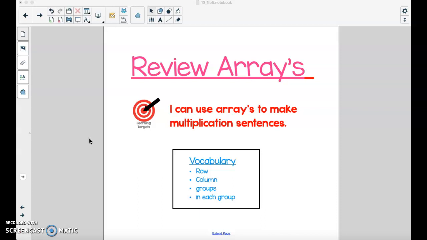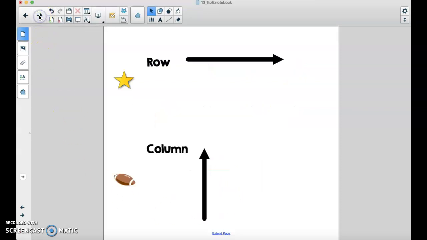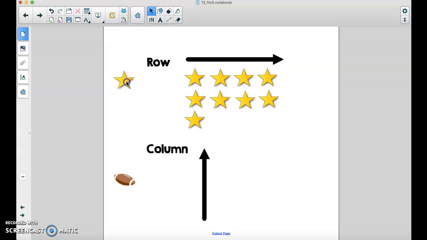Alright, so I can use arrays to make multiplication sentences. So your words are going to be row, column, groups, and in each group. So, for example, I have a row here. Now some of you are getting confused on your homework of a row and a column. A row is across this way. Alright, so if I have my stars, I have one row. Now, if I have another row, I have two rows. That's because they're always going from side to side, horizontal. And if I have one more row, I would have three rows.